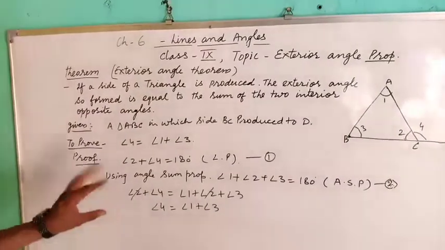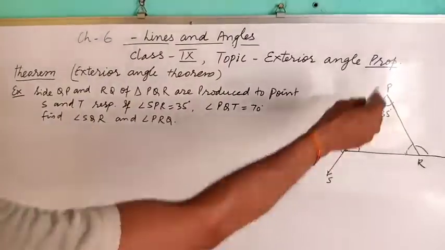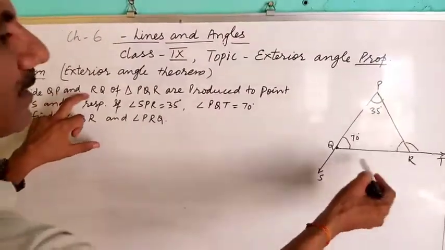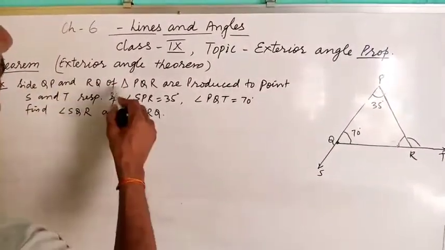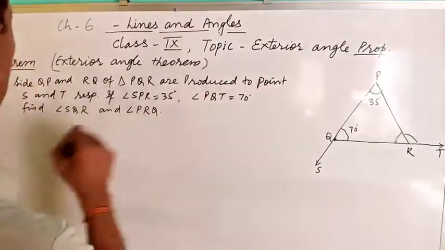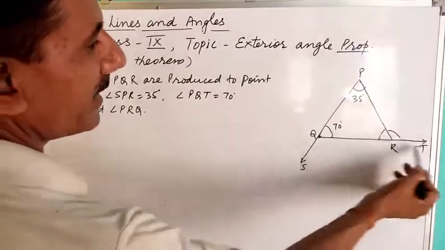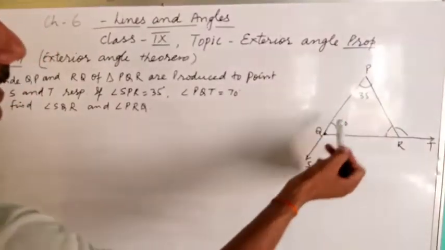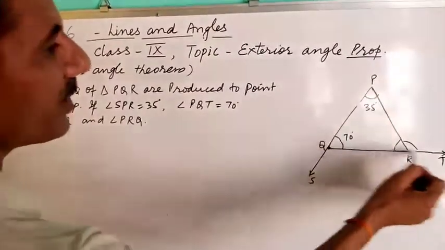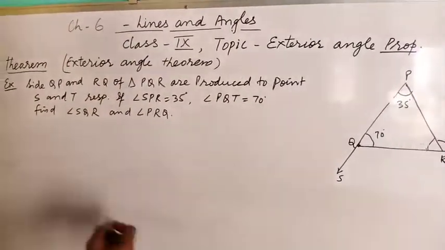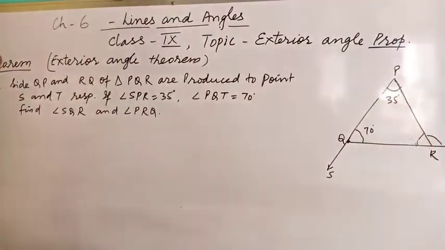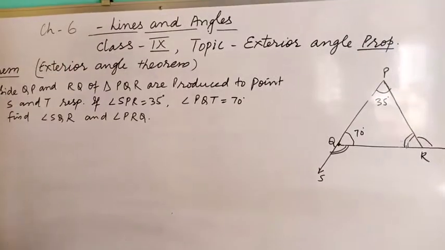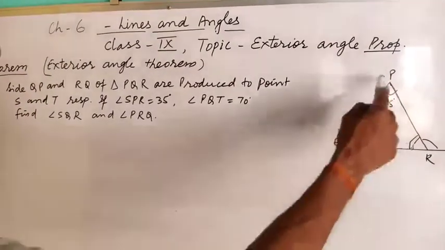Now we will take some examples. This is the figure. Example 1: the sides QP and RQ of triangle PQR are produced to points S and T respectively. If angle SPR is equal to 35 degrees and angle PQT is equal to 70 degrees, then find angle SQR and angle PRQ.